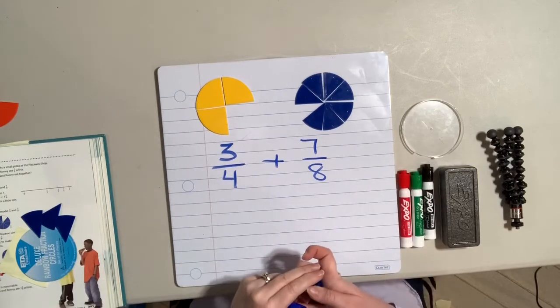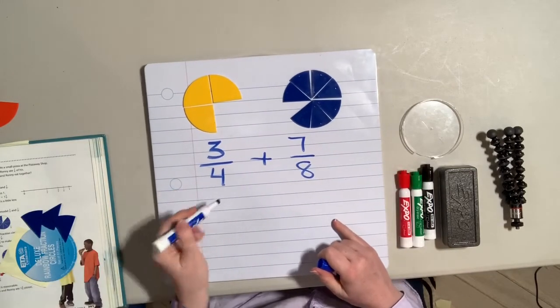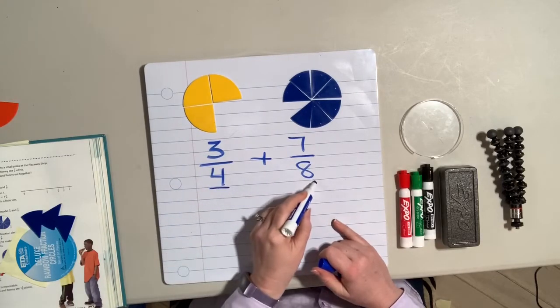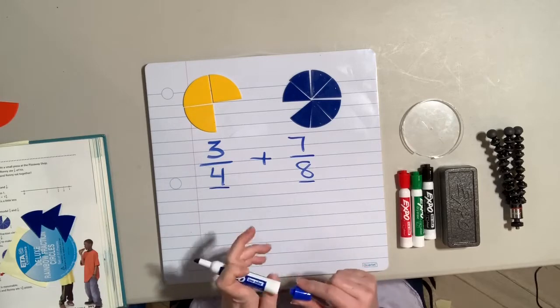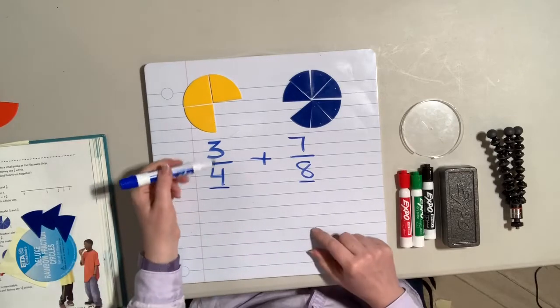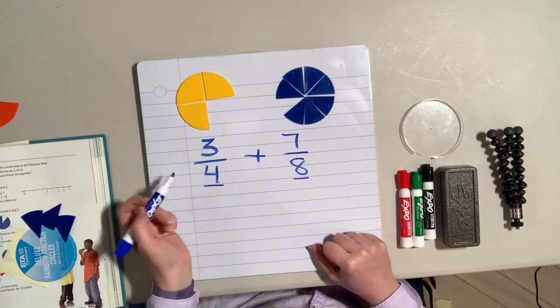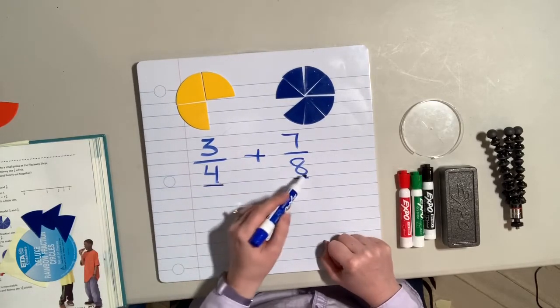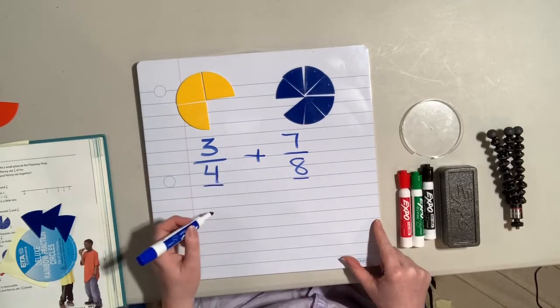When adding fractions, you do need to have the same denominator. So just like we've been doing, we've been converting so that they have the same denominator. You have to do that before you can add your fractions. So let's look at these denominators. We have a 4 and an 8. So we know that 8 is divisible by 4, so let's convert them both to 8ths.